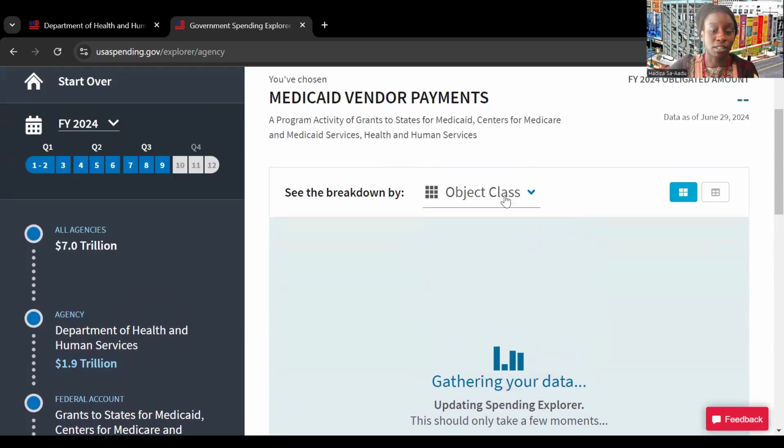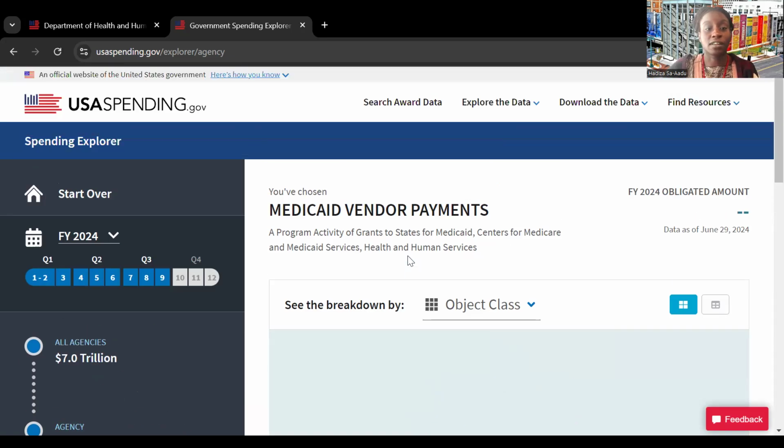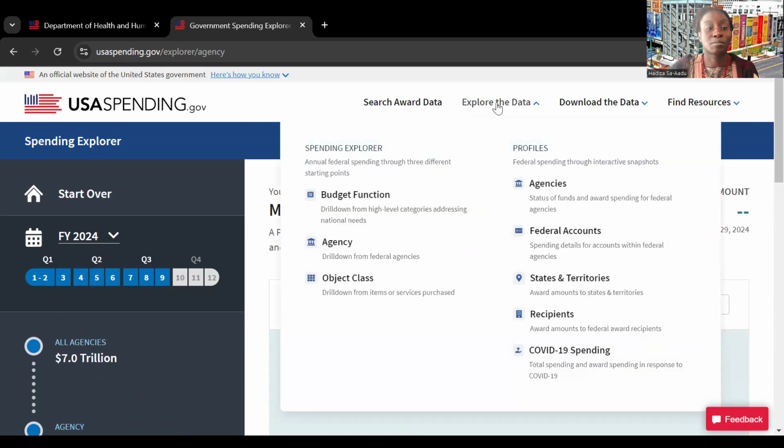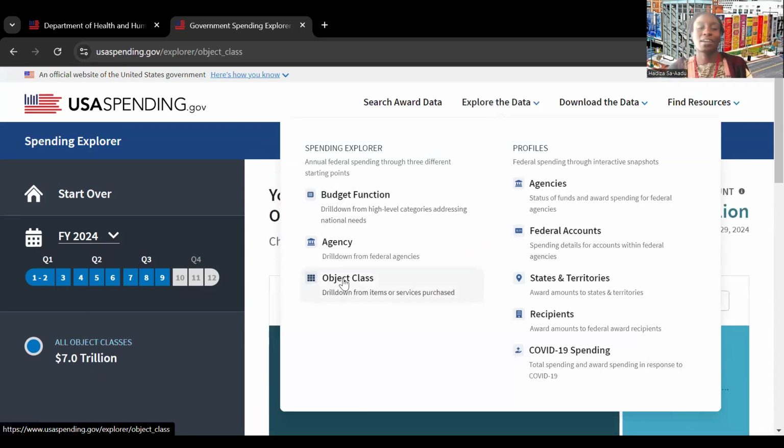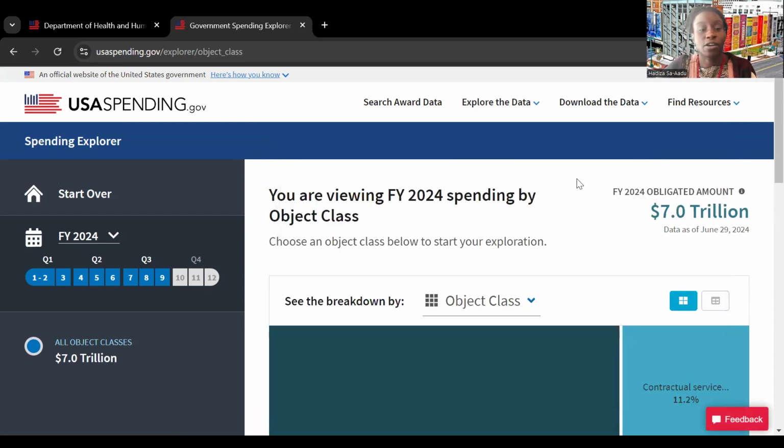All right, now we're down to object class and it's taking its time here. So I think that's a sign for us to go back to the Explorer and search by object class. Let's see how this looks when we start searching that way. Okay, so back to the $7 trillion budget, fiscal year 2024. This time we are looking at things by object class.